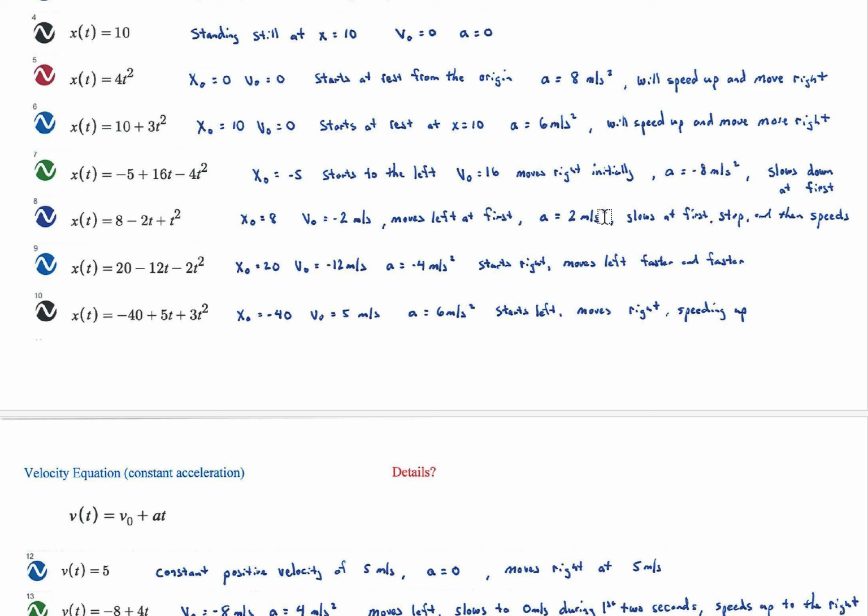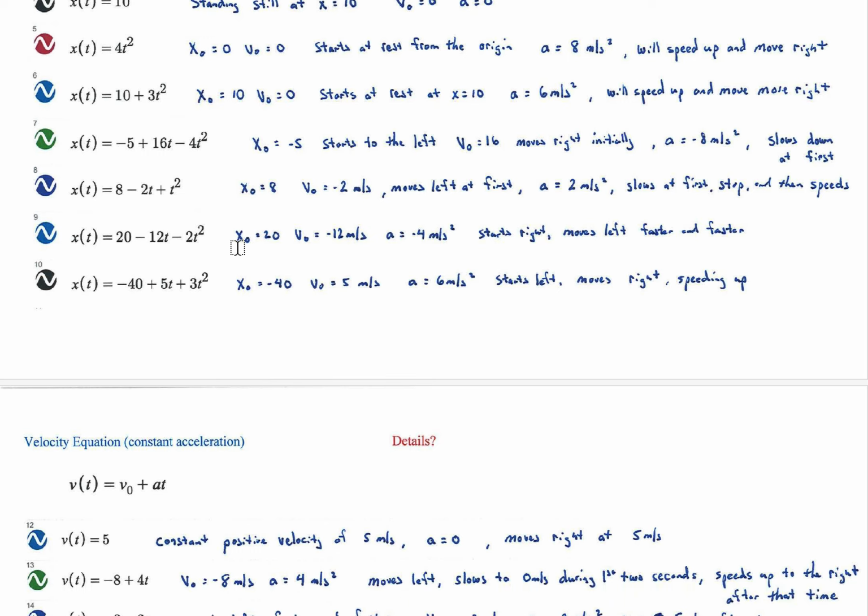per second every second, that means it's going to take 1 second and slow down, stop, and then after that, it's going to continue to then increase its velocity by 2 meters per second for every second. So every second after that, it's going to get 2 meters per second faster, and eventually it's going to go left, it's going to stop, and then it's going to start moving to the right.